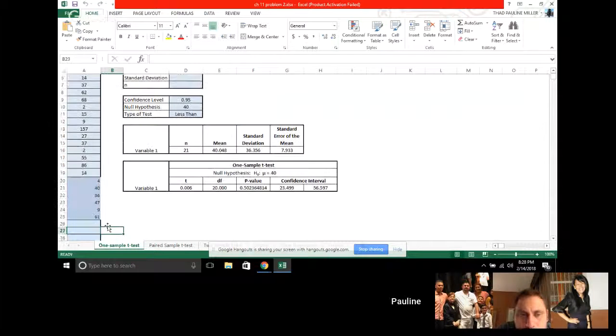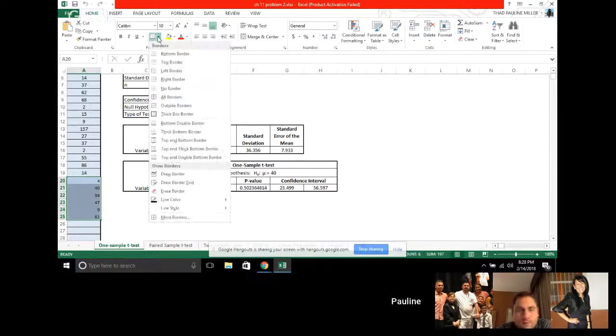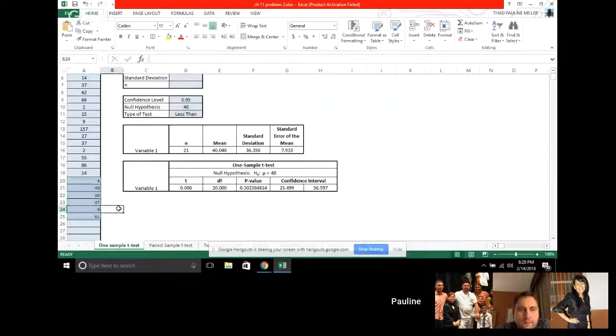That's all I have. Why does it look different? Yeah, it's because I accidentally erased the cells. Oh, the lines. Okay. Just copy from the 14, format painter. All right.